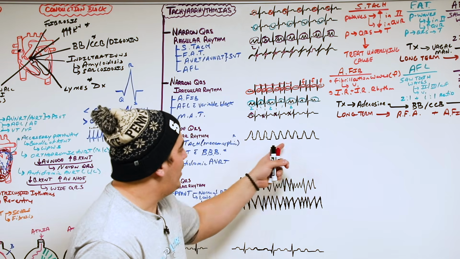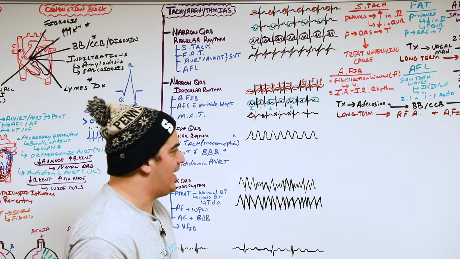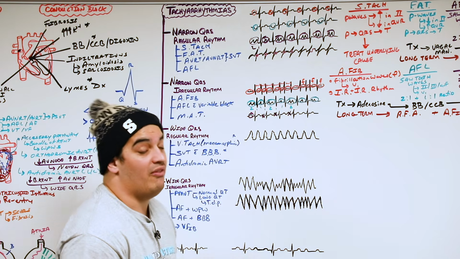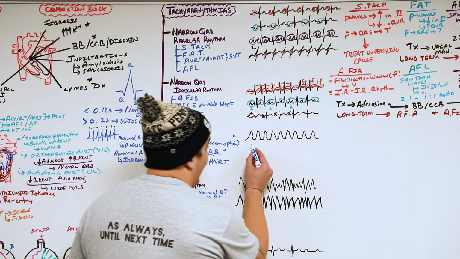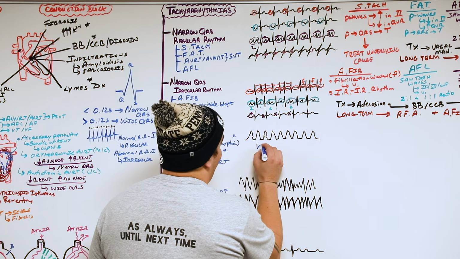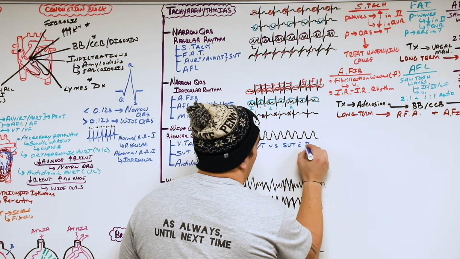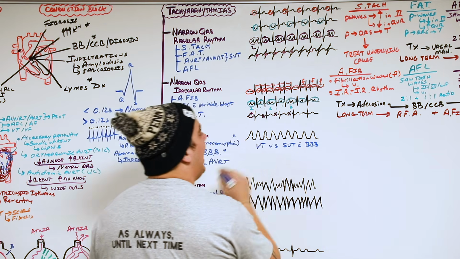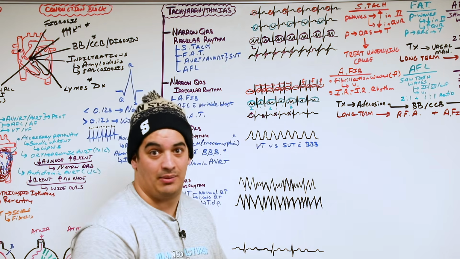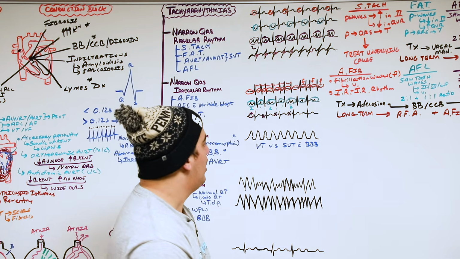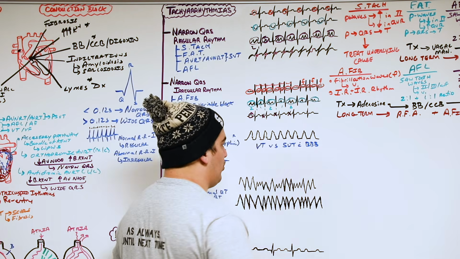With this wide regular rhythm, or what's called a wide complex tachycardia, it can sometimes be very, very difficult to differentiate. Is this rhythm here a VTach or is it an SVT with a bundle branch block? How in the heck do I know the difference between them? Because they can look pretty much the same. So here's a couple ways that you should remember them.